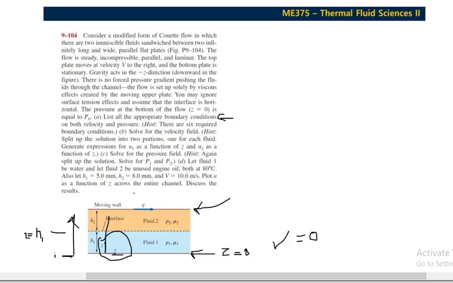Now when we move towards the moving wall, which is this point, here z will become equal to h1 plus h2. This is our value of z. Now what is the value of the velocity? Because our wall is moving with the velocity v, we say that the velocity of the fluid at that point is also equal to v. This is our second boundary condition.